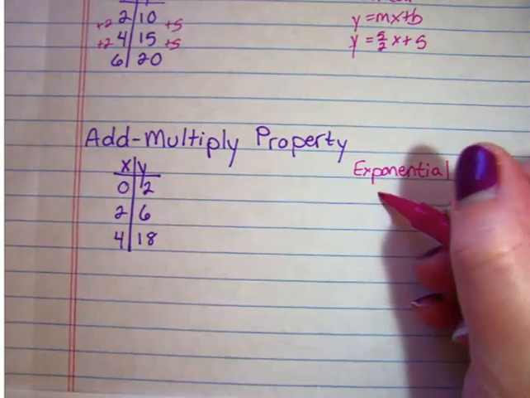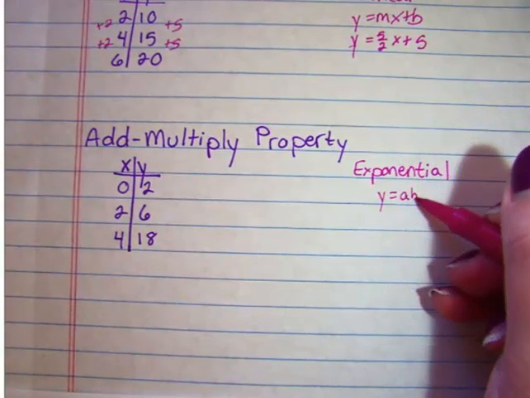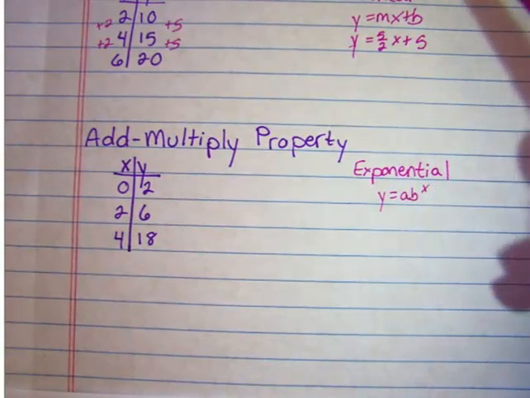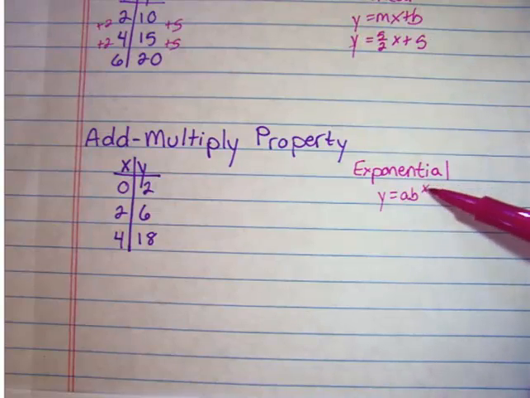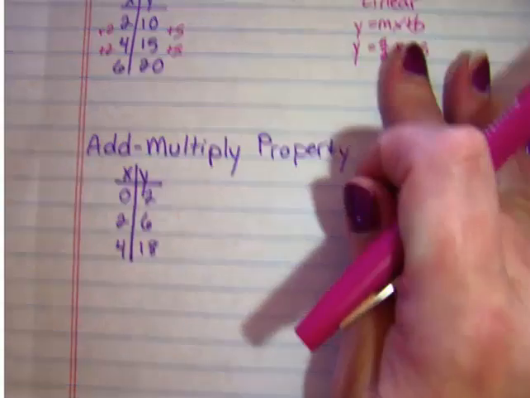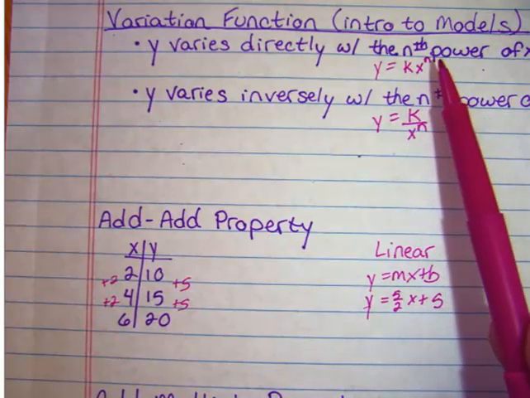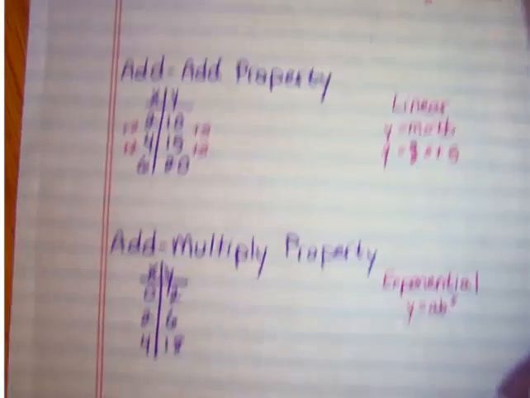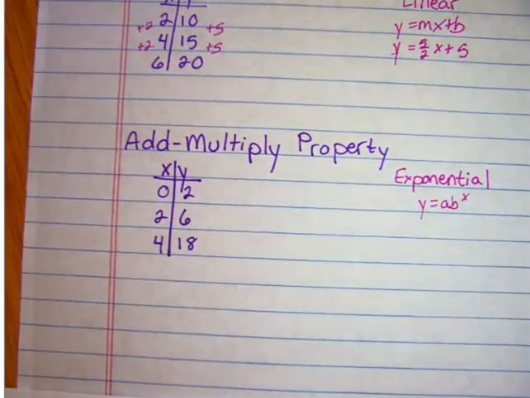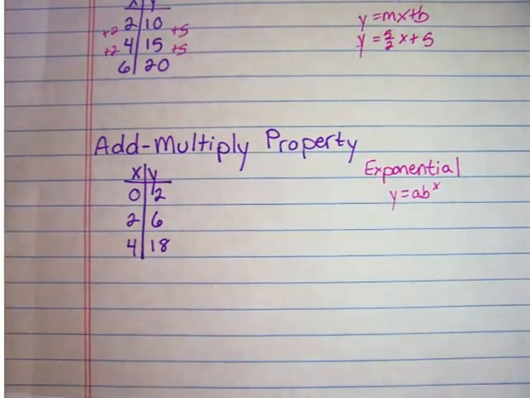Exponential is y equals a b to the x. Again, this differs from our variation because the x is our exponent, versus in variation, where n is our exponent. We'll know what n is. So that's one of the big differences between exponentials and variation, in addition to the way the graphs look.